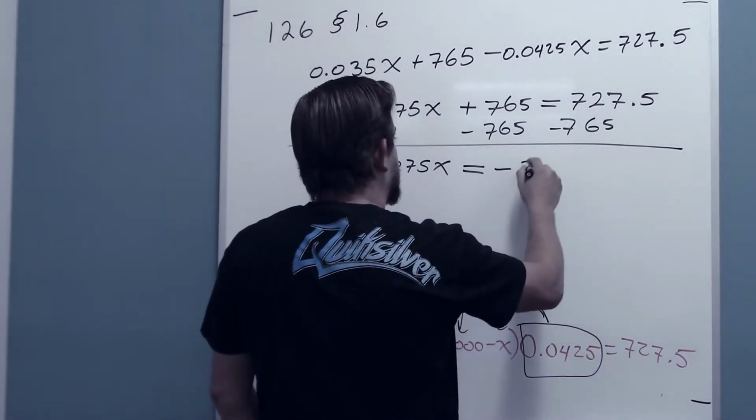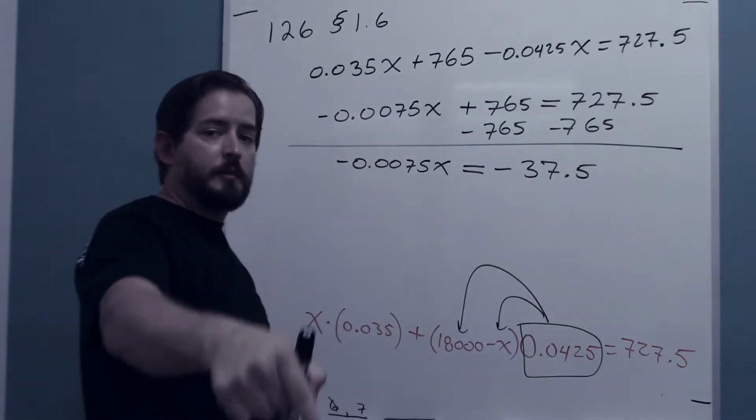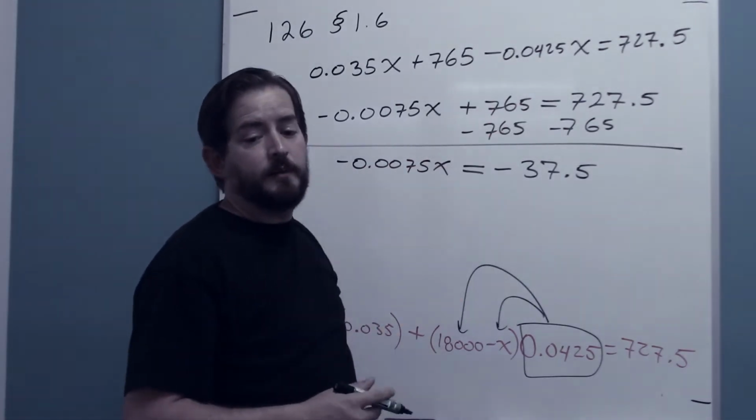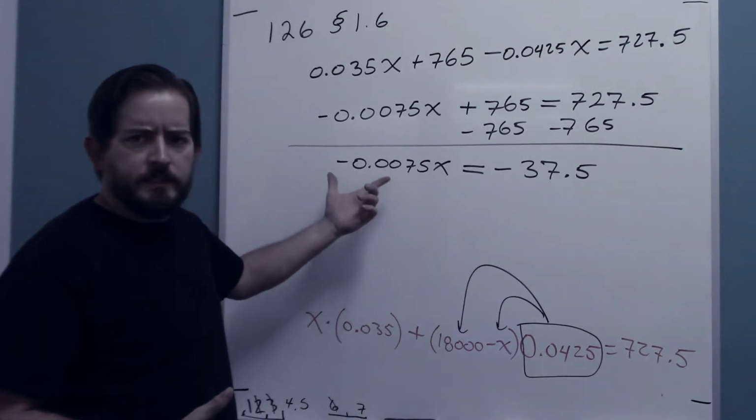Negative 37.5. And clearly I'm using a calculator. I'm cheating because I don't want to do this stuff in my head, especially on camera, because if I mess it up, then you'd be like, hey, my idiot math teacher can't do subtraction. But it's not easy, so leave me alone.